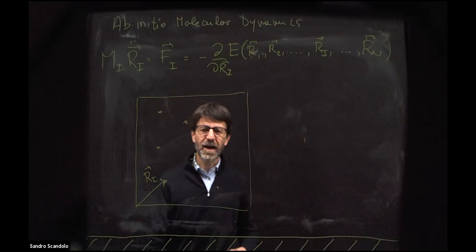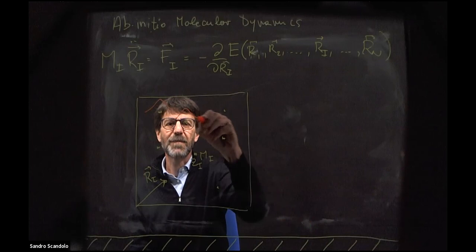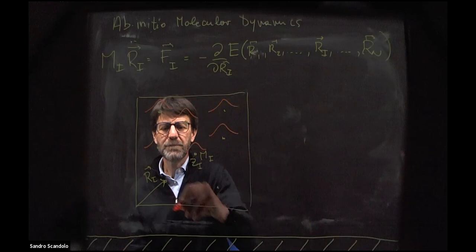But then inside this box, I have electrons everywhere, right? Well, just to be a little bit more specific, let me assume that electrons are somehow localized close to the atoms, for example. Okay. So these are electronic distributions.